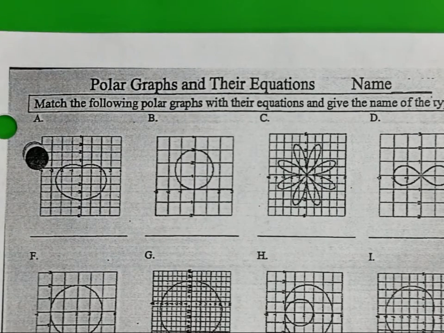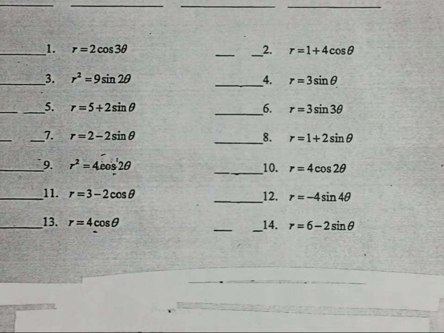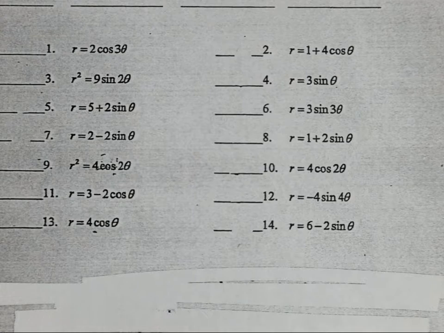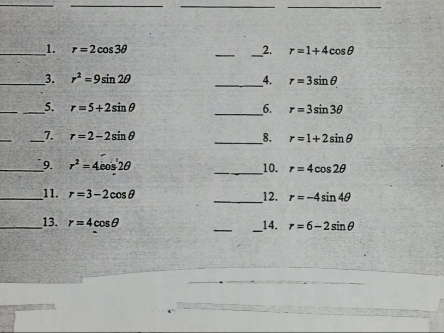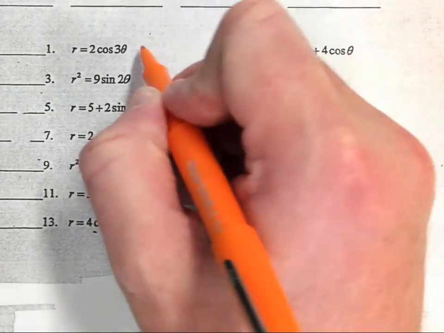Alright, what we're going to do right now, guys, when you have a worksheet like this, what I like to do first is go through and look at my equations, and I find my roses first, okay? I pick a category and I go through here. Let's look at our 1 through 14. Which ones are roses? Just name the number. Number 1 is a rose.